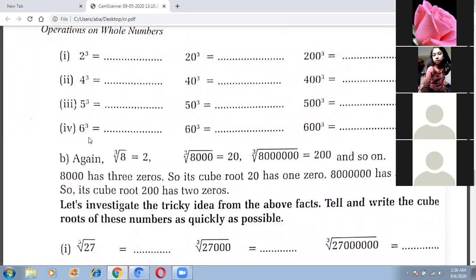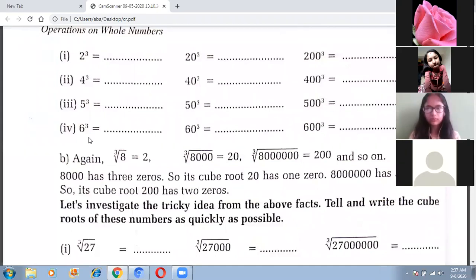So what is the cube root of this 80 lakhs? Cube root of 8 is 2. Now here are 6 zeros. 2 zeros. So 8,000 has 3 zeros. So its cube root as 20 has 1 zero. Then 80 lakhs has 6 zeros. So its cube root 200 has 2 zeros.